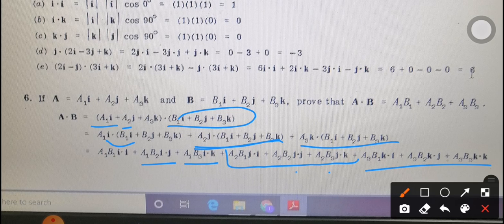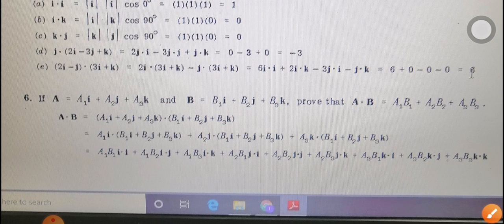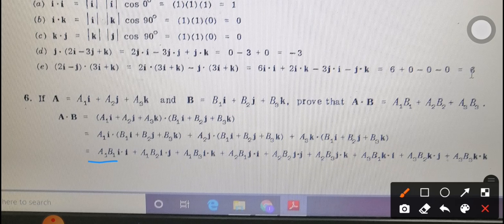Now we have checked that i dot i will be equal to 1, so we are left with a1 b1. i dot j will be 0, i dot k will be 0, j dot i will be 0, and j dot j is 1. So in the next term we will have plus a2 b2, again j dot k 0, k dot i 0, k dot j 0, and k dot k is equal to 1. That is, the next term will be a3 b3.